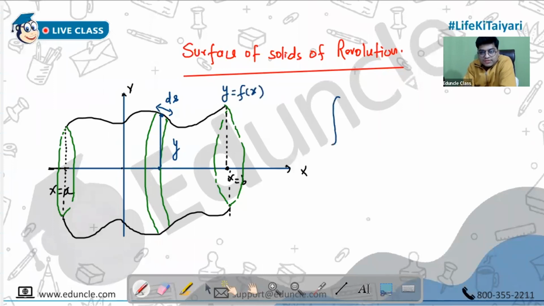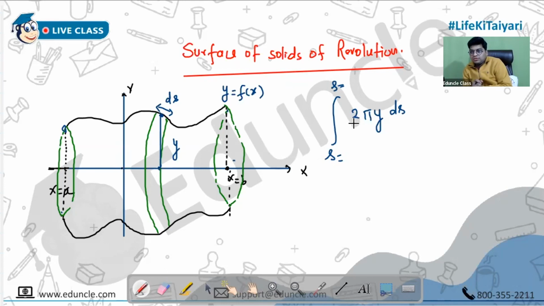When you rotate it about the x-axis, what is the circumference? The circumference is 2 pi y. And this is ds. So this is called surface area. And what is s? S equals the integral from here to here, from one value of s to the other. Am I clear? Yes or no?